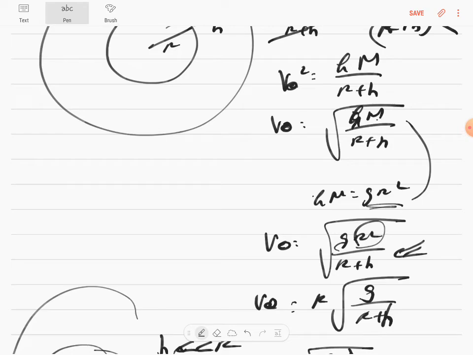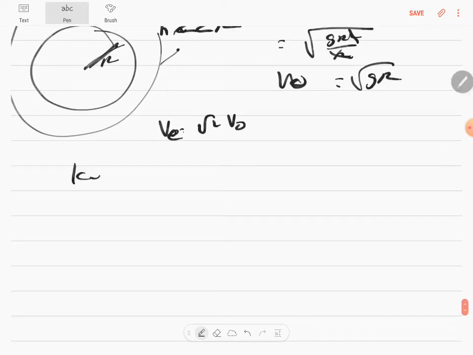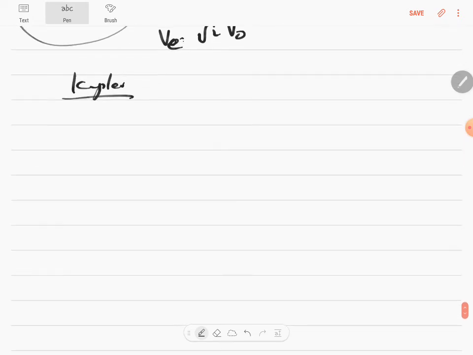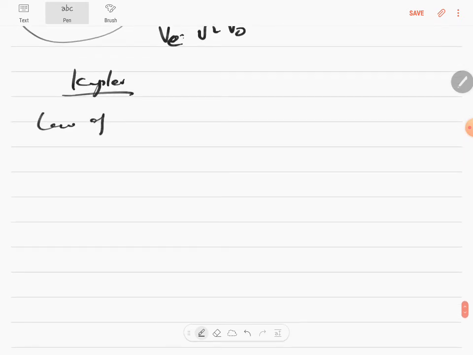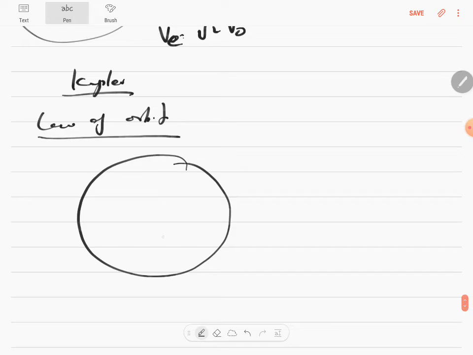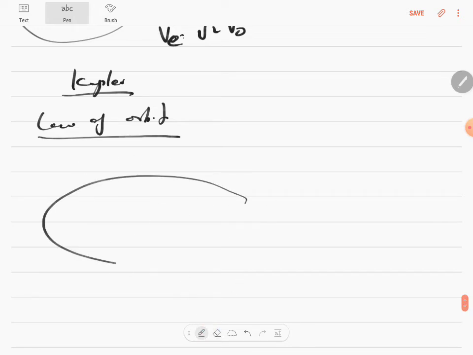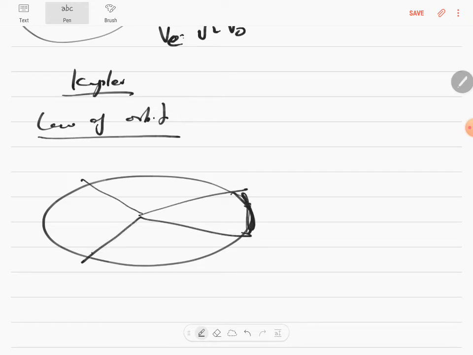And then Kepler's laws. What are the 3 laws of Kepler? Kepler's first law is known as the law of orbit. What is the law of orbit? You know that Earth is flattened at the poles, and it's like this, right? It covers equal area in equal interval of time. Okay, the first law is the law of orbit.